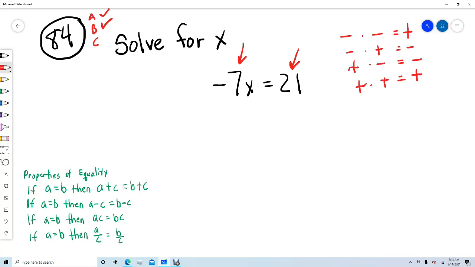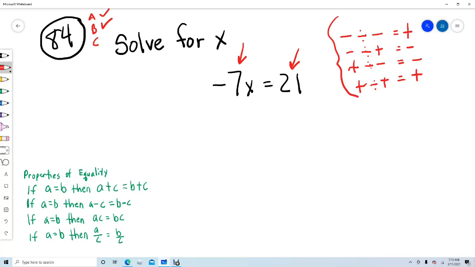And these rules apply also to division. I could say the same thing for division. A negative divided by a negative. I could change these all to division symbols. Negative divided by a negative is a positive. Negative divided by a positive is a negative, and so forth, right? All right, hopefully you know those rules.